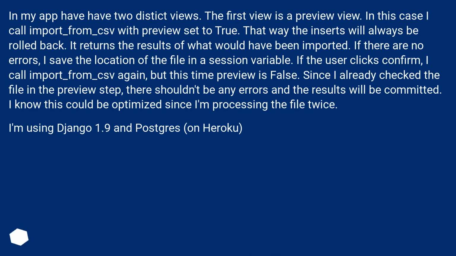If there are no errors, I save the location of the file in a session variable. If the user clicks confirm, I call import_from_CSV again, but this time preview is false. Since I already checked the file in the preview step, there shouldn't be any errors and the results will be committed. I know this could be optimized since I'm processing the file twice. I'm using Django 1.9 and Postgres on Heroku.